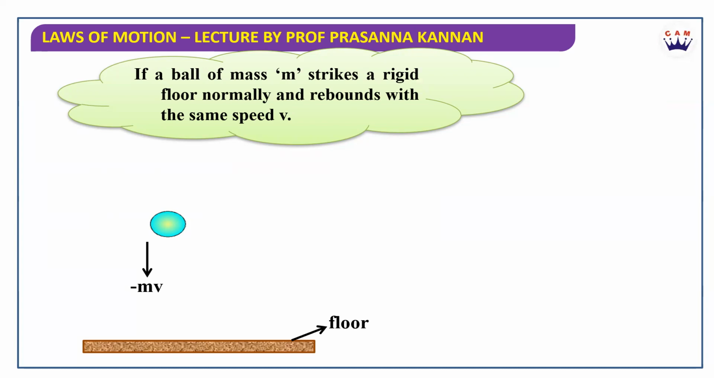If a ball of mass m strikes the rigid floor normally, what does normally mean? Normally means not that normal. Perpendicular, yes. So when I say normal, it means perpendicular to the surface, like normal reaction. A reaction force in a direction which is at right angles to the surface. So normally means at right angles. Now, it rebounds with the same speed. So it strikes with some speed, and with the same speed, it comes in the upward direction.